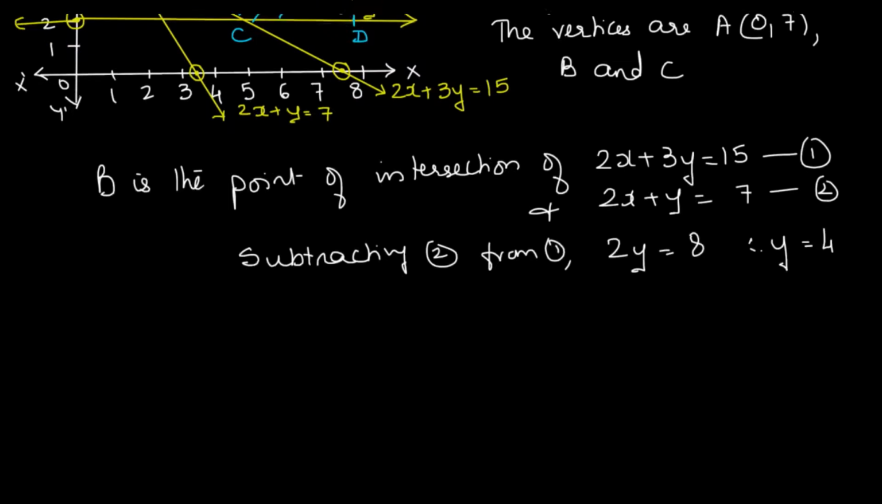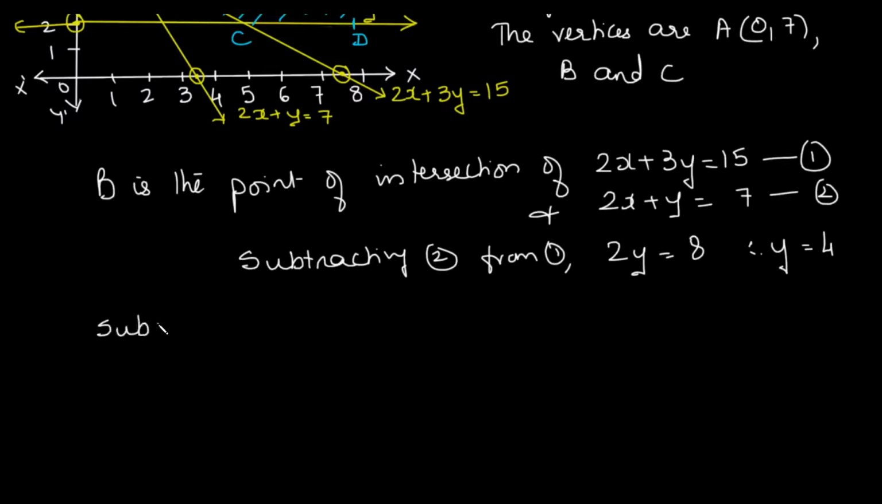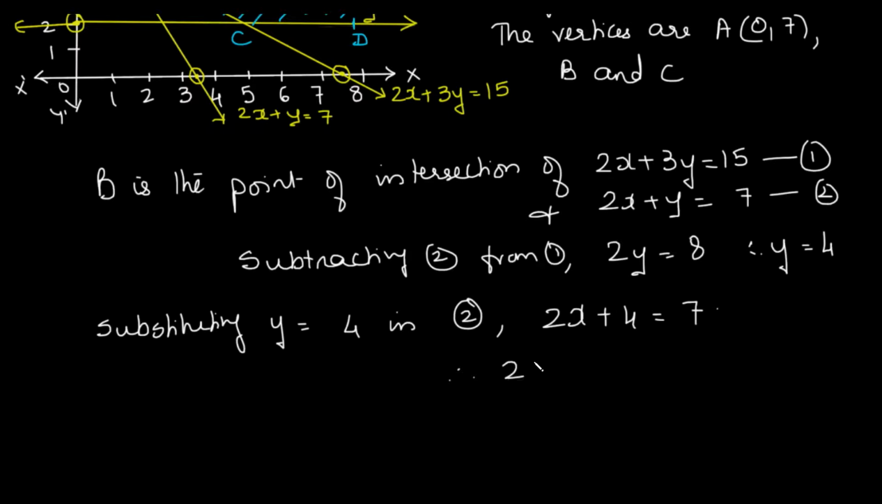Then substituting y is equal to 4 in one of these equations, say in 2, we have 2x plus 4 is equal to 7 and therefore 2x is equal to 7 minus 4, which is 3, and therefore x becomes 3 upon 2, which is 1.5. So therefore we have the coordinates of B, which comes out as 1.5 comma 4. So thus we get the value for B.